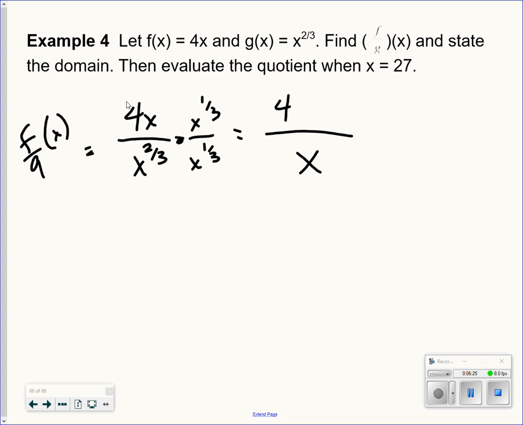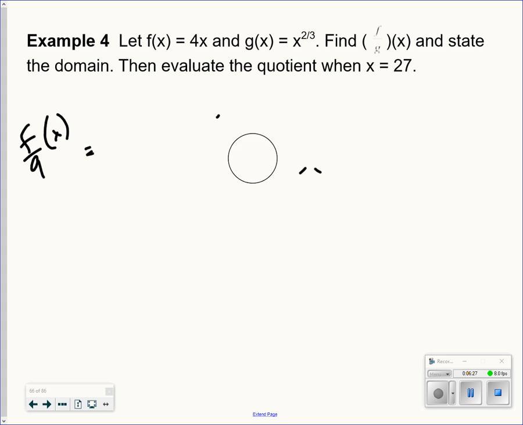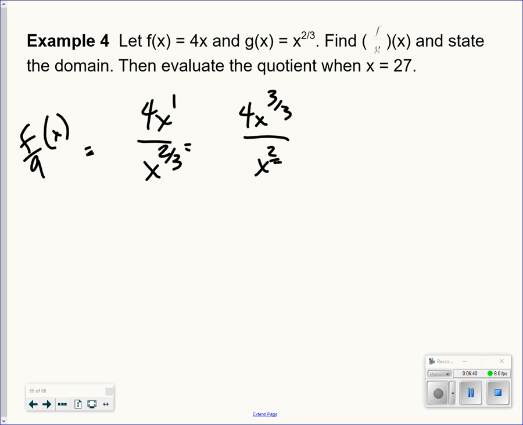Now I'm going to go back here and start over. 4x over x to the 2/3. Because the top is larger than the bottom, I didn't have to do that, so I apologize. X to the first, and so when I subtract the exponent, x to the 3/3 over x to the 2/3 makes x to the 1/3. So I apologize for that. I was going to do something, and then I was going to end up having to reduce it in the end anyway.